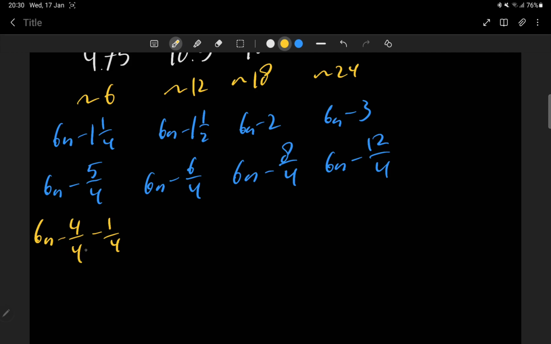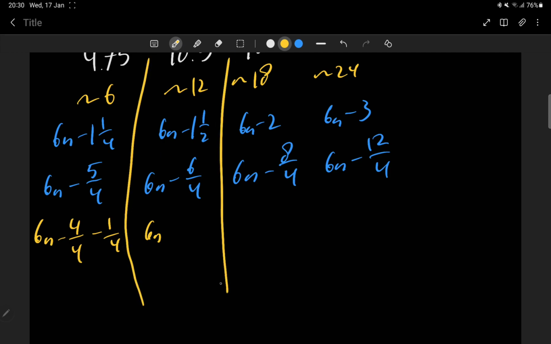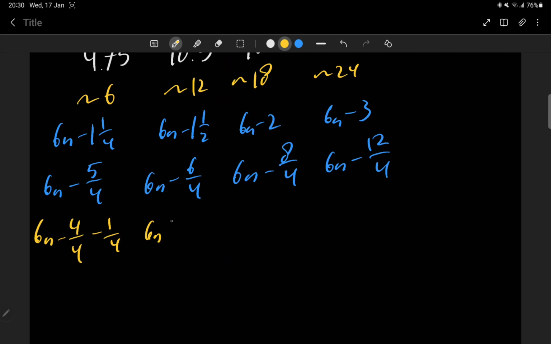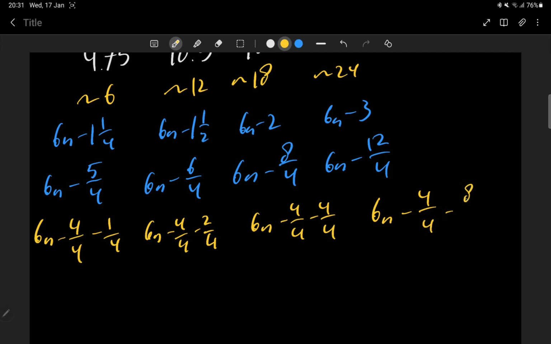Right? And I'm going to try to make it so that all of them have this middle part here, minus 4 over 4. So it's 6n minus 4 over 4 minus 2 over 4, 6n minus 4 over 4 minus 4 over 4, and 6n minus 4 over 4 minus 8 over 4.